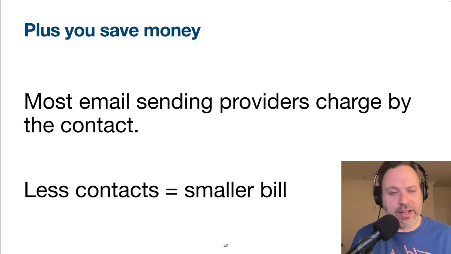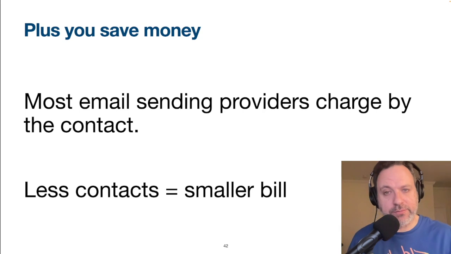So please keep your list clean, plus you save money. Most email sending providers charge by the contact. So if you have less contacts, you have a smaller bill. Now, just as an aside, never permanently delete your contacts. Save them in Excel or a Google Sheet or something. There are uses for them down the road. But absolutely remove them from your system.